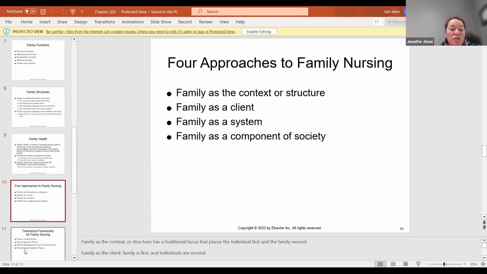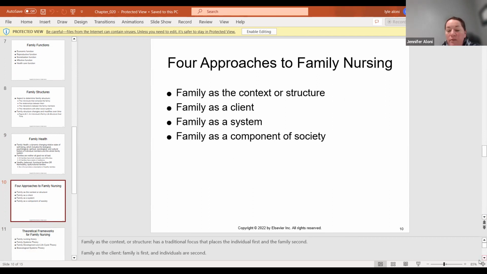When we look at approaches to family nursing, we have family as a context or structure, which places the individual as the center and then the family surrounding it. Then we look at family as a client, where we're dealing with the family in the center and individuals are second.